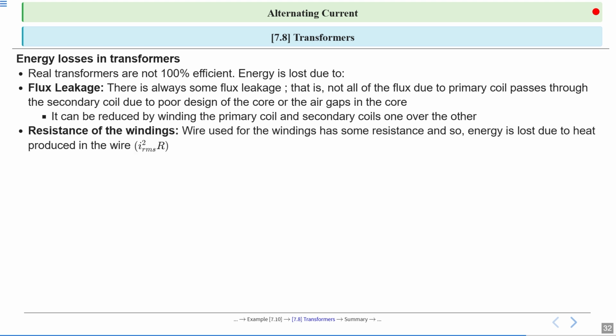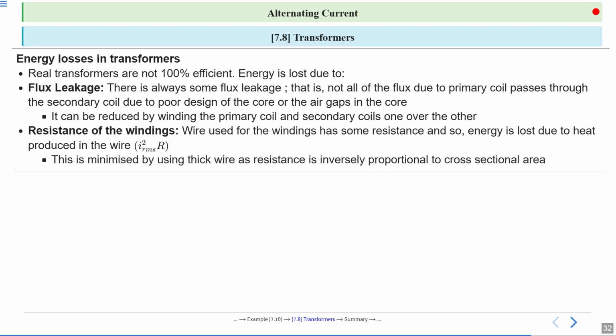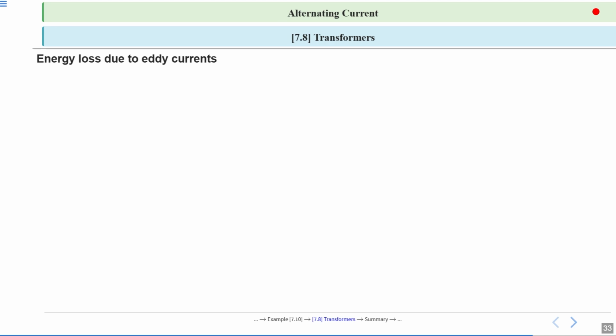Resistance of the windings. We have assumed that there is negligible resistance in the windings of the primary coil, but there is somewhat significant resistance in the windings. The wire used for winding has some resistance, and so energy is lost due to heat produced in the wire. That is I RMS square R. This is minimized by using thick wires. If we are using thick wire, area of cross section is more, and resistance can be decreased, as resistance is inversely proportional to cross sectional area.